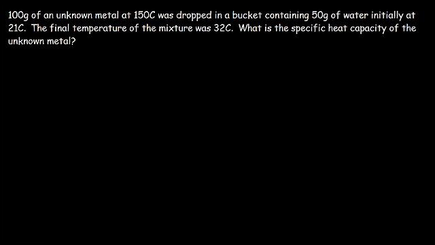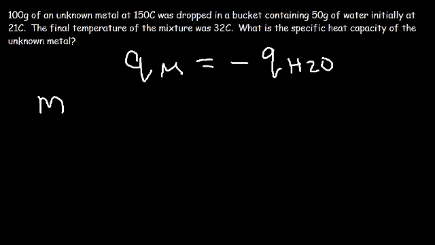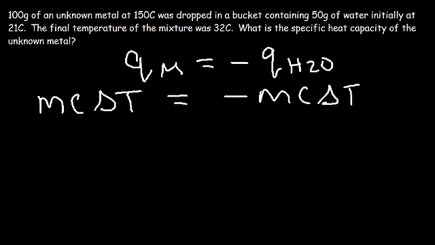So let's say QA is going to represent the metal. So QM is equal to negative QH2O. That's for the water sample. So it's going to be MC delta T is equal to negative MC delta T. So on the left side, the mass of the metal is 100 grams. We're looking for the specific heat capacity of the unknown metal. And the temperature change, it's final minus initial. The final temperature of the metal is 32 degrees Celsius, which is the same as the final temperature for water.